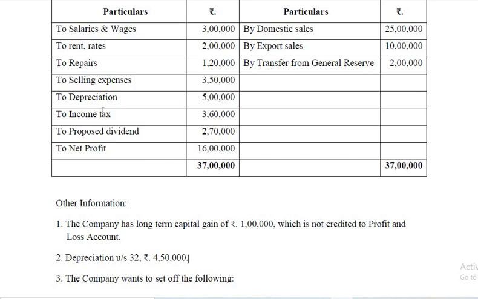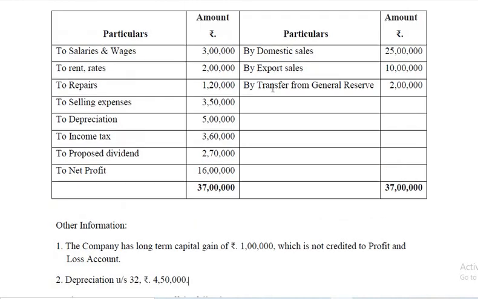of 16 lakh. Income tax is not allowed while computing business income, therefore it should be added. Proposed dividend is also not allowed, therefore that's also added to 16 lakh. So these are the items of additions. Come to the deduction, transfer from general reserve. This is the only item that is to be deducted from net profit while computing business income.